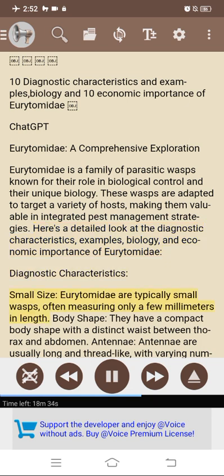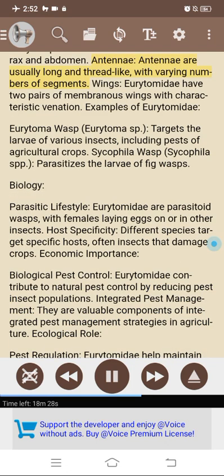Diagnostic characteristics. Small size: Eurytomidae are typically small wasps, often measuring only a few millimeters in length. Body shape: they have a compact body shape with a distinct waist between thorax and abdomen. Antennae: antennae are usually long and thread-like, with varying numbers of segments. Wings: Eurytomidae have two pairs of membranous wings with characteristic venation.